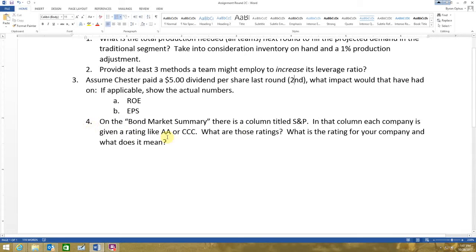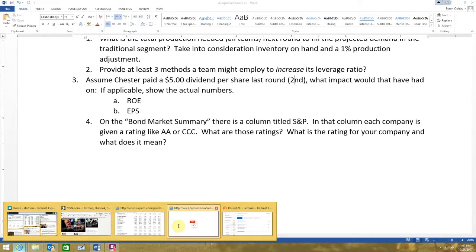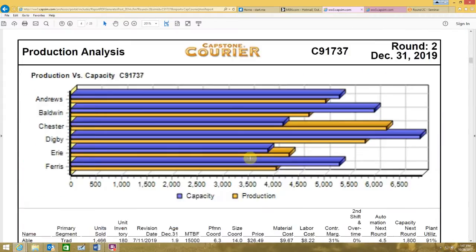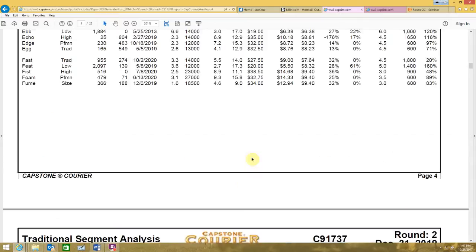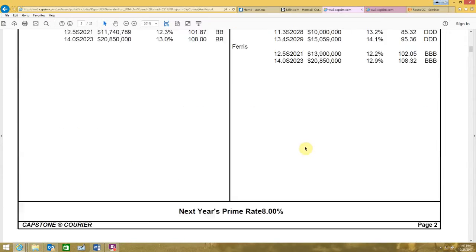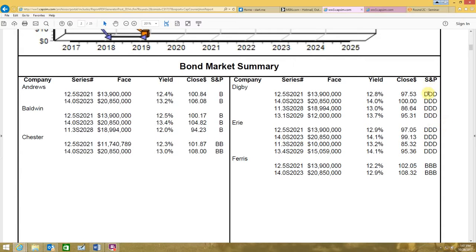Okay. Fourth, on the bond market summary, there's a column titled S&P. In that column, each company is given a rating like AA or CCC or whatever the case may be. I used ratings that aren't actually there, but it's what they would be. And let's go to that bond market. Went the wrong direction, sorry. I think after all these years, I know exactly the direction that things are. But here's the S&P column that I'm talking about. So we got ratings of B and a B, double B, triple D, triple D, triple B. Okay, so those are bond market ratings.